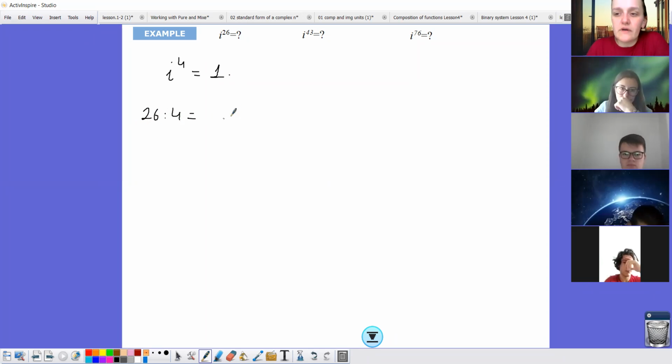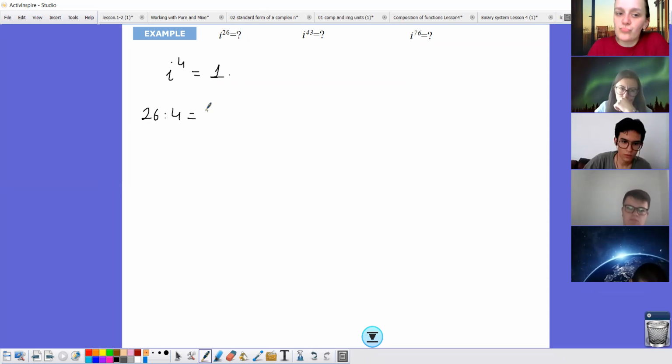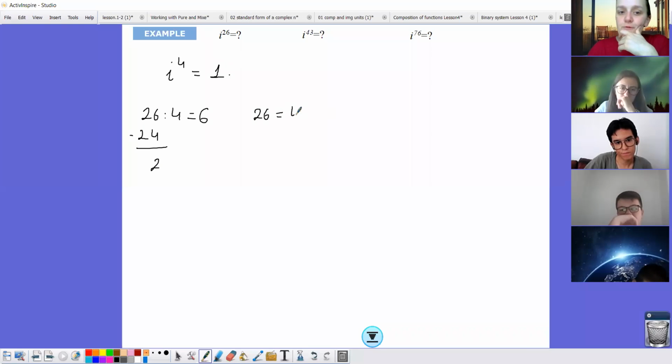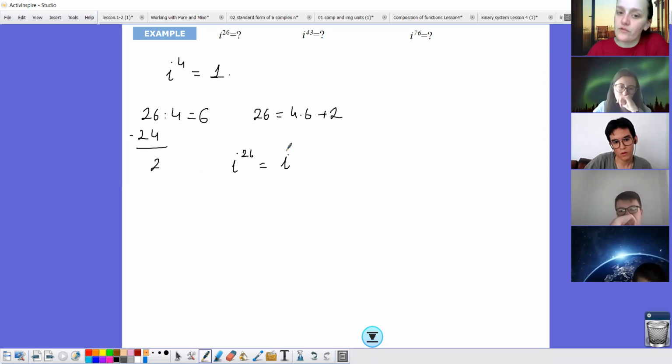What is 26 divided by 4? 6. 6 times 4 is 24, and we have 2. 2 is the remainder. Now, how can I write 26? Can I write 26 as 4 times 6 plus 2? Yes. So I'm taking as power i to the power of 26, and I'm writing 26 in this way: i to the power of 4 times 6 plus 2.